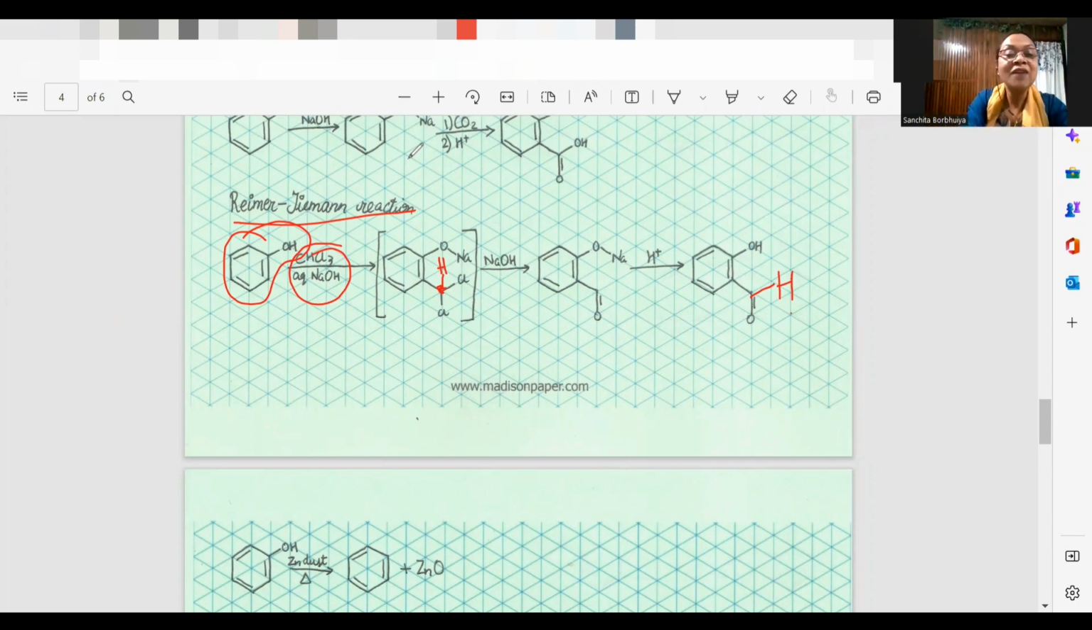So after you get the intermediate, then you treat it with aqueous NaOH, where both the Cls are substituted with OH. The geminal OH groups undergo repulsion, and because of the repulsion, it loses water and gives you an aldehyde group. After the final acidification, you get salicylaldehyde. So this is about the Reimer-Tiemann reaction.